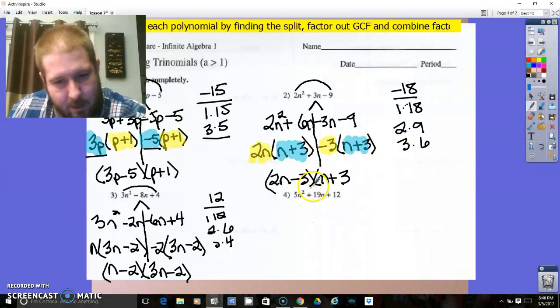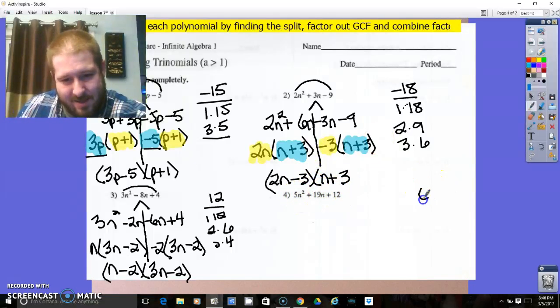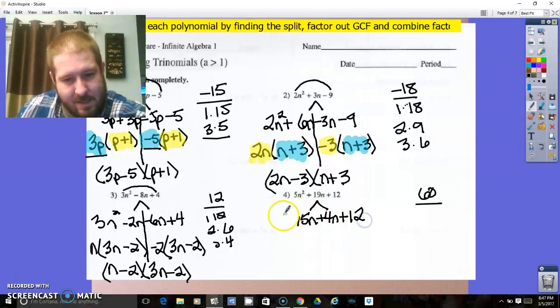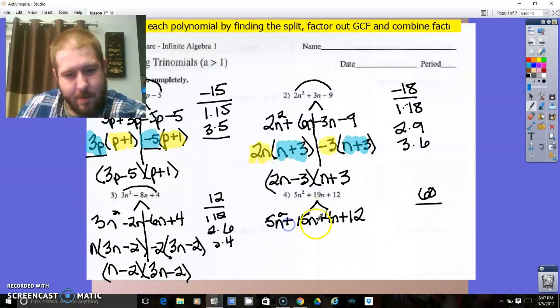All right, next one. 5 times 12 is 60. Now, factors of 60. 15 and 4 is the combination. Now, I'm not going to go through all the factors of 60. So it's going to be 15n plus 4n. And I know that because 15 times 4 is 60, and 15 plus 4 is 19. So that is the split. If you use the wrong split, it will not work.